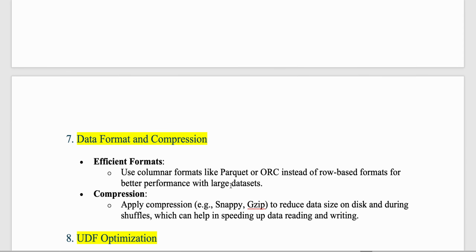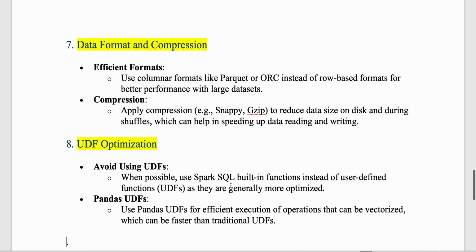Then data format and compression. If your data volume is too high, try to use columnar storage instead of row-based storage like CSV. Try to use some compression technique if there is a chance to compress. Then for UDFs, instead of a traditional Spark UDF, you can use a Pandas UDF. So these are the techniques we have listed out.